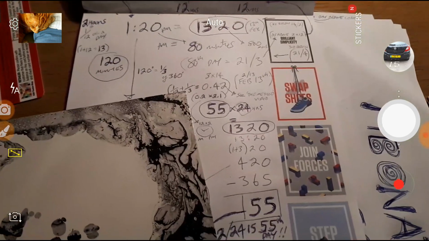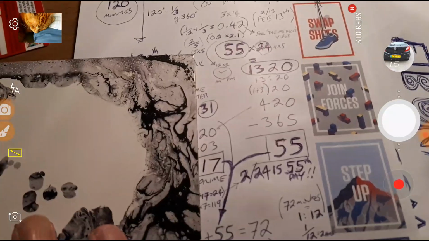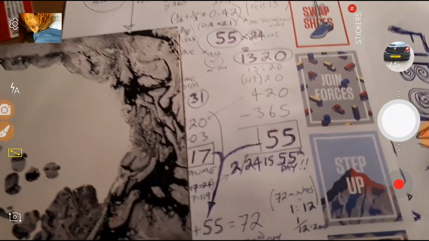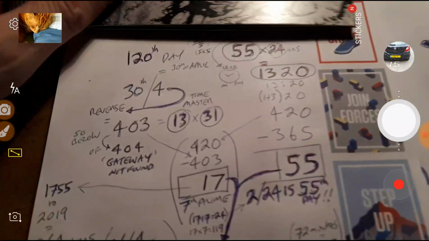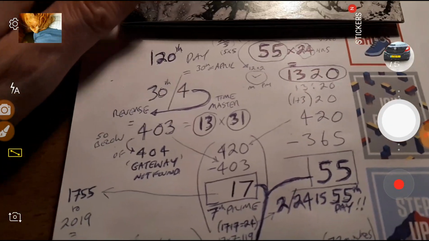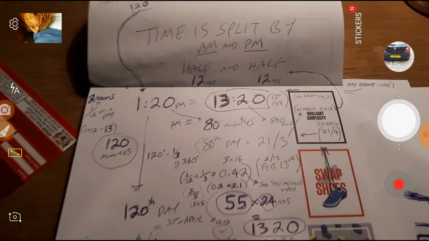It's crazy, isn't it? Let's see if I can get anything else in this video without it becoming a bit too confusing. I've already showed the Time Master, 1320. I'm talking about splitting the time, AM and PM.